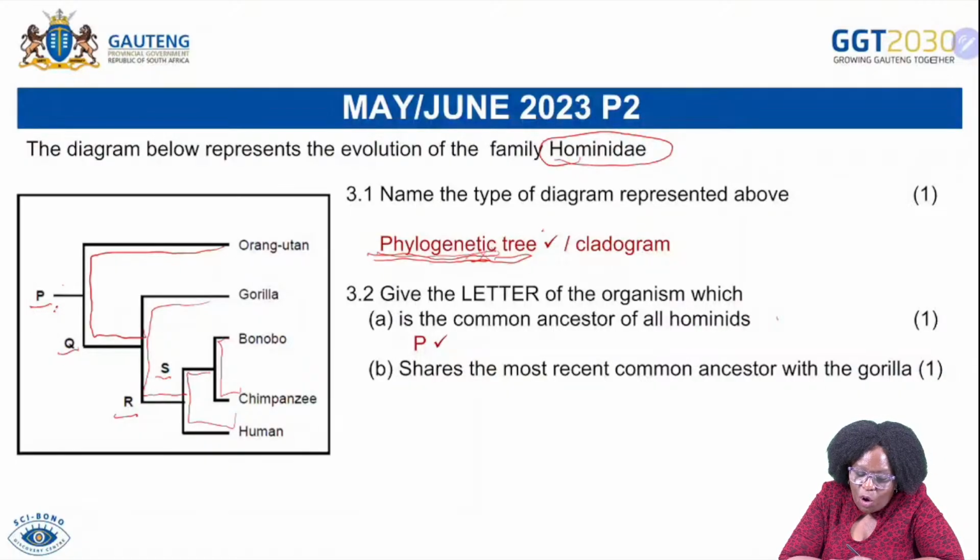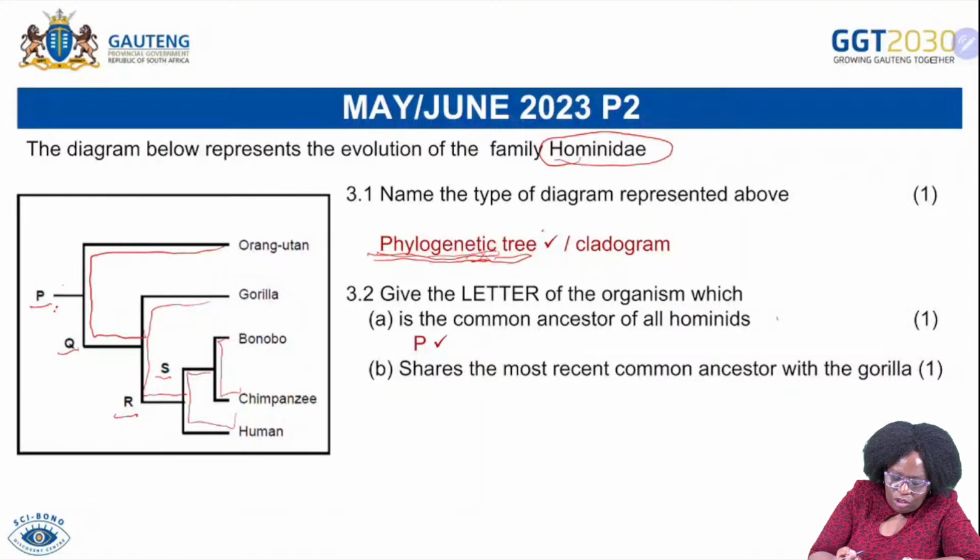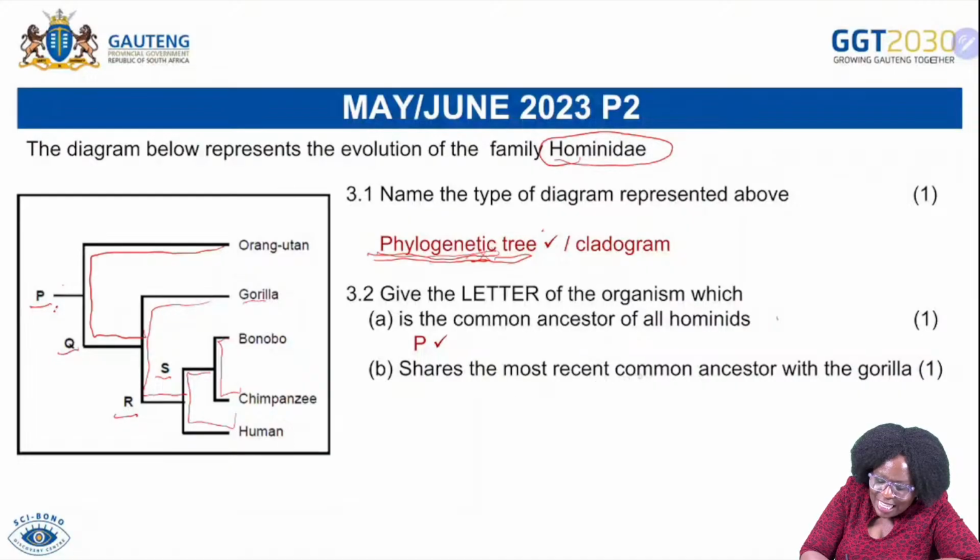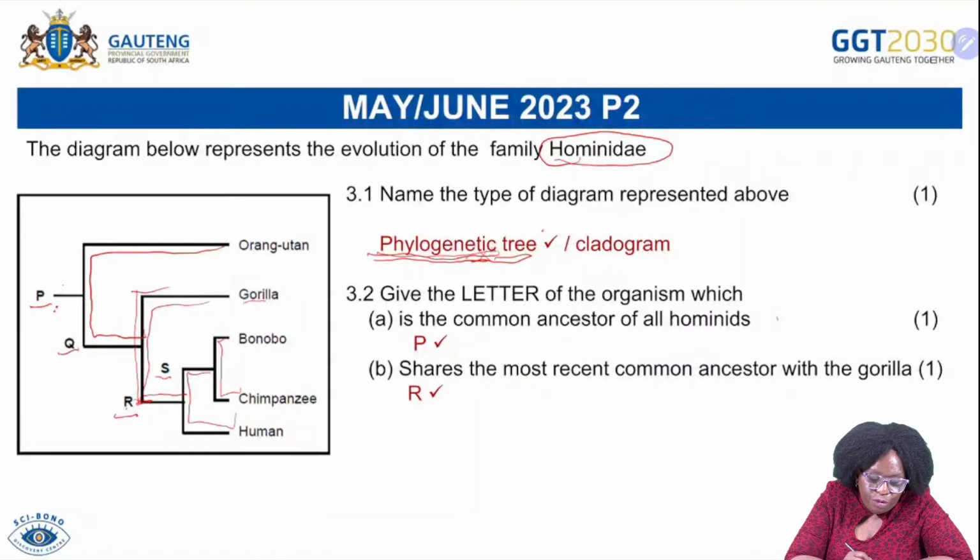Now give the letter of the organism which shares the most recent common ancestor with the gorilla. So you are going to check your gorilla and you must give us the one that shares the most recent common ancestor with the gorilla. And what is that? Our answer is R. You can see the gorilla is there and R is showing that they share the most recent common ancestor. You can see the line connecting the gorilla and R, and our answer is R. Don't confuse yourself and start writing names. We were asked to give the letter, just as a reminder or a disclaimer.